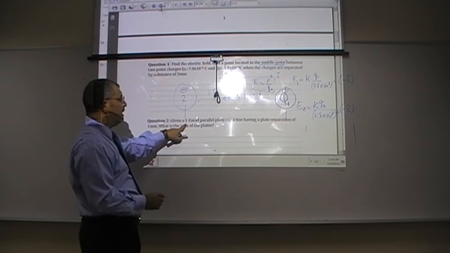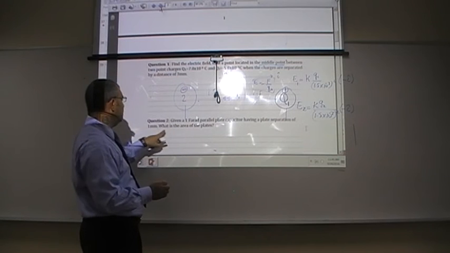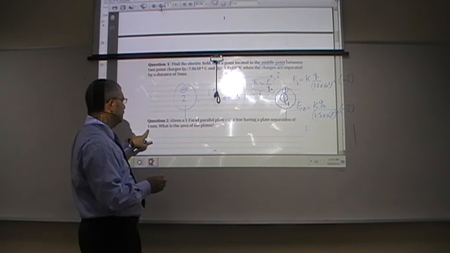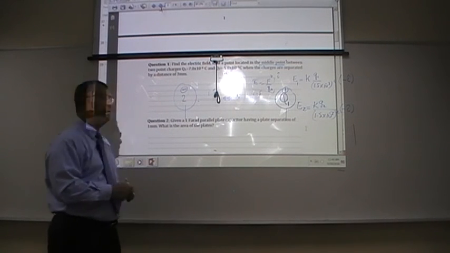Given a 1 farad parallel plate capacitor having a separation of 1 millimeter, what is the area of the plate?